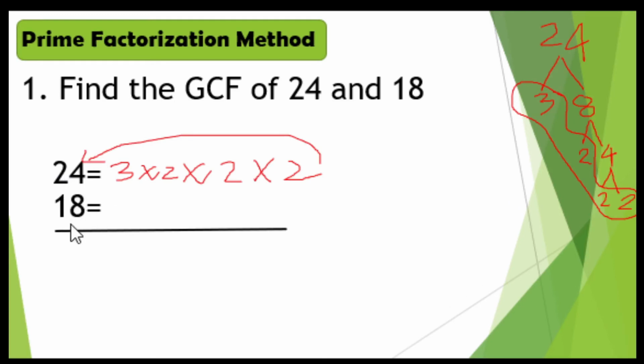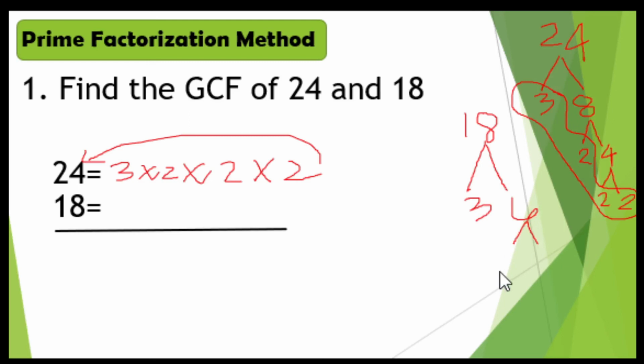How will you get the prime factors of 18? We can still use the 3 method. 18. What are the 2 numbers to get the product of 18? Let's have 3 times 6. Since 3 is already a prime number, we don't need to factorize. Let's proceed to 6. Since 6 is a composite number, we need to factorize.